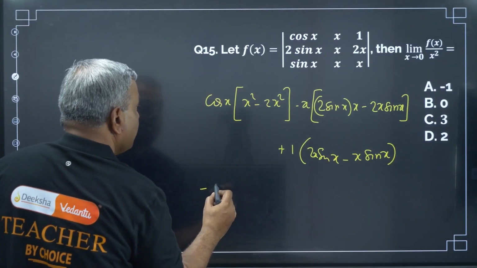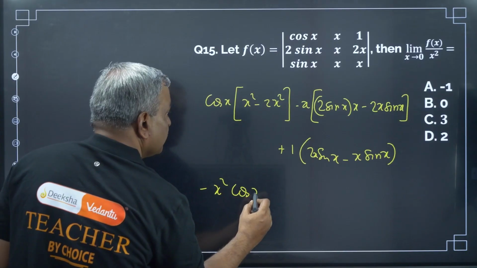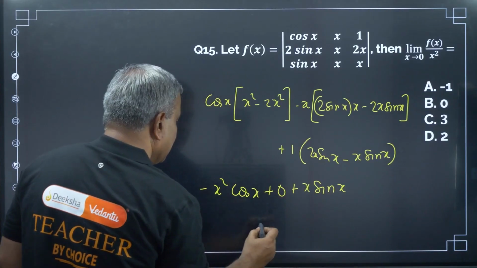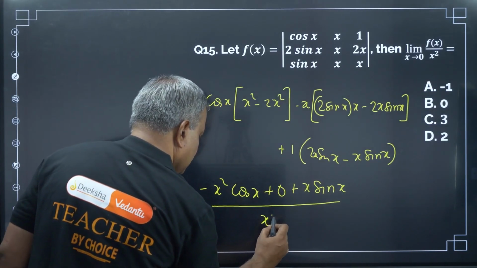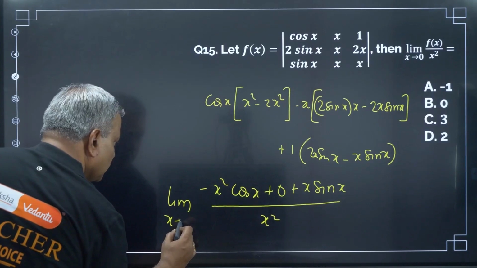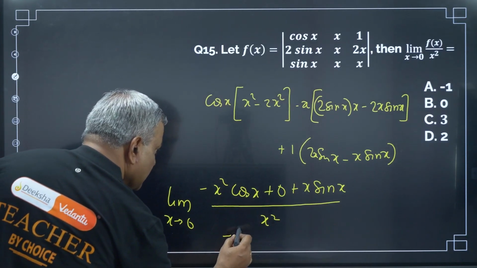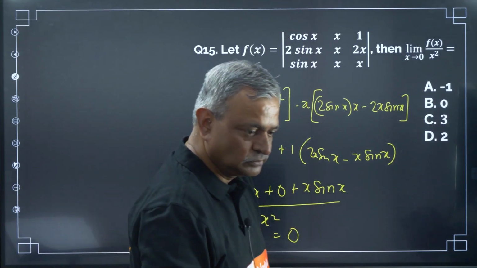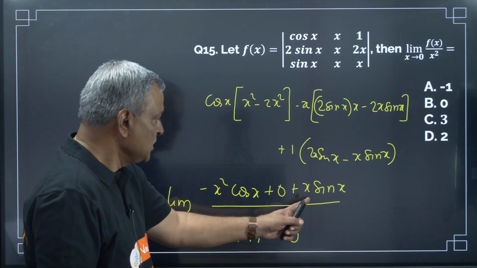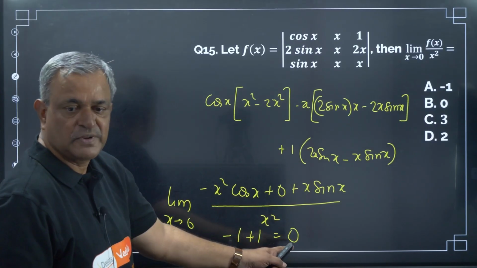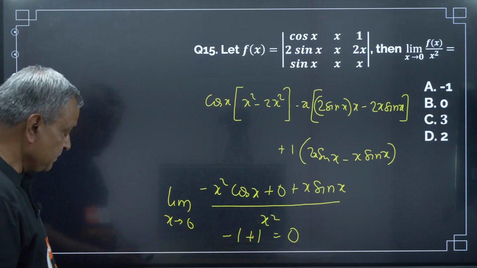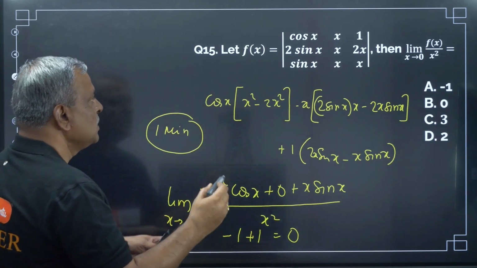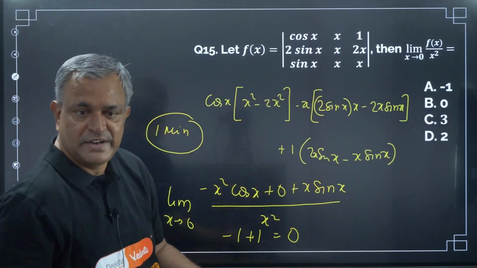Okay, so what we get? Minus x square cos x plus 0 plus x sin x, divided by x square, and apply the limit x tending to 0. So x square cancels, you get minus 1, because sin x by x equals 1, you get answer 0. So when you evaluate it, you get sin x by x is equal to 1. So minus 1 plus 1, you'll get the answer as 0, right? So this will take a minute, because you have to expand the determinant and substitute the value. You get 1 minute time.